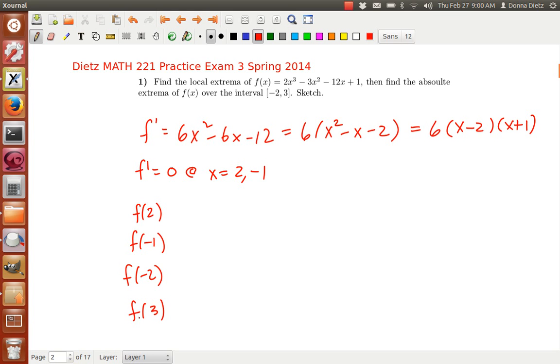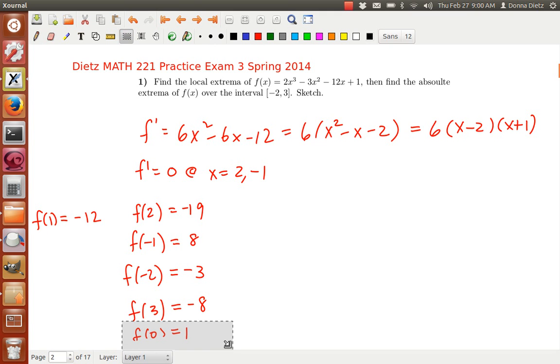Now, it's also easy to calculate f of 0, so let's go ahead and do that because it's super easy. Now, you can just pull up your calculator and type all this in. I'm not going to do that. You guys know how to do that. But at x is equal to negative 2, we get negative 3. At x equals negative 1, we get 8. At 1, well, if you want to calculate f of 1 just to include it, you get negative 12. F of 2 is equal to negative 19, and f of 3 is equal to negative 8. Again, f of 1 and f of 0 are optional, but they're useful.